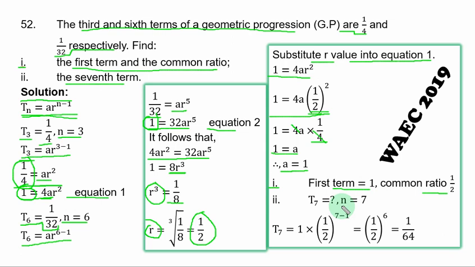Second part, you are to get the seventh term. At that point, n is equal to 7. You come here, you replace n with 7, first term a with 1, common ratio r with 1/2 in this form. When you simplify, you have this result, and that is 1/64.